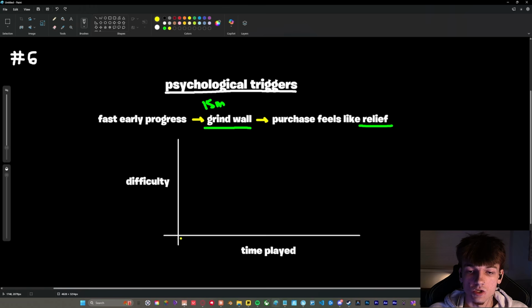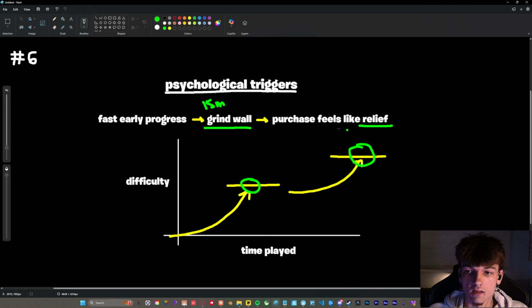A good way to visualize this is you want the beginning of the game to be really, really easy and really fun to play. And then you slowly want to ramp it up until it reaches a point where it gets really, really grindy. At this point, they are most likely to buy some kind of increment, some kind of little relief to ease the grind a little bit, and then it'll be really, really fun, and then it'll get hard again. And when they do that, you could do it again and again and again.